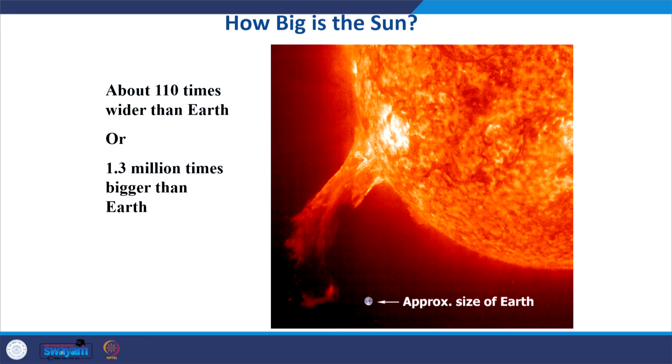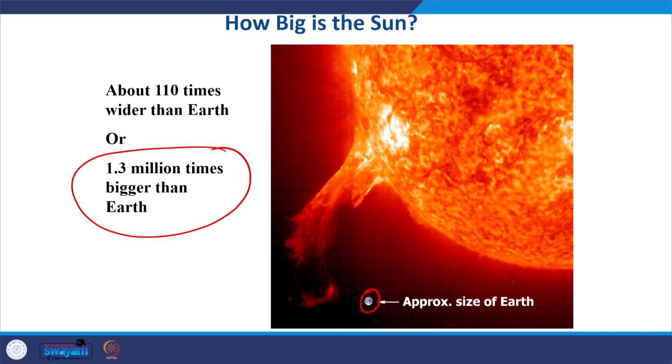Okay. Now, how big is the Sun? Sun is approximately, if you compare diameter to diameter, if you take the Earth's diameter to be something like 12,800 kilometers, Sun's diameter is approximately 100 to 110 times the diameter of the Earth. Okay. Or it is approximately 1.3 million times bigger than the Earth in volume. So, this is the approximate size of the Earth in comparison to the size of the Sun.